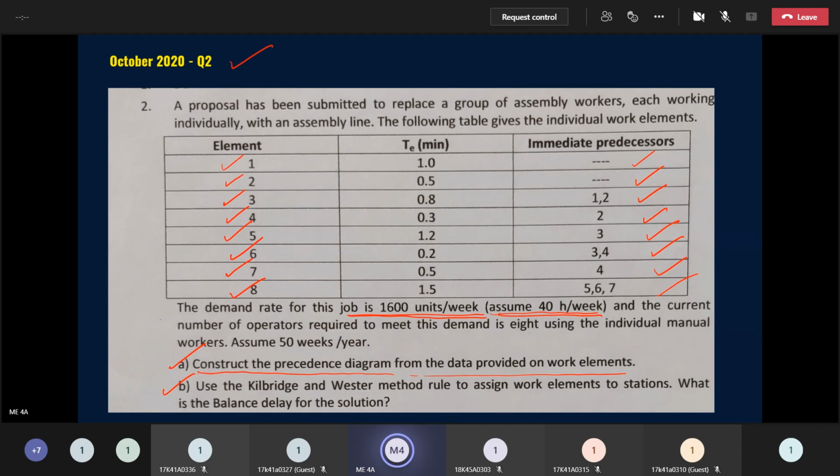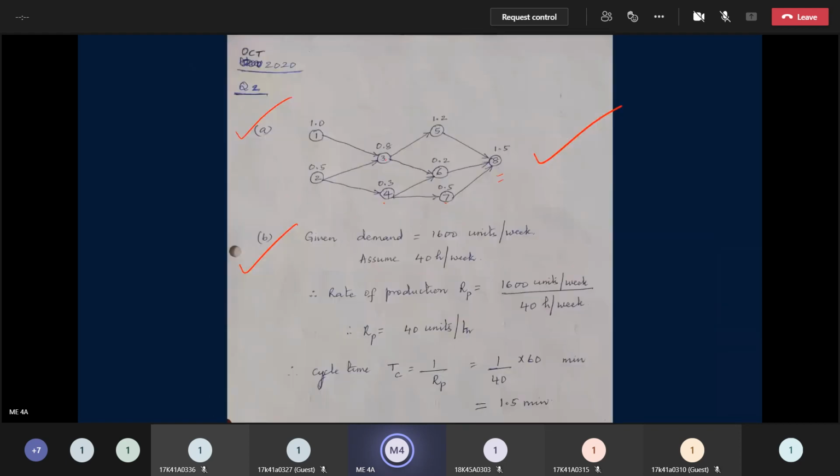Can you calculate the rate of production based on that? Demand is 1600 units per week. 40 hours per week is the working time. So what is the rate of production now? For the rate of production, the numerator is the weekly 1600 I have to produce. Weekly how many hours do I have? 40 hours. 1600 by 40. Week cancels, so I will get units per hour.